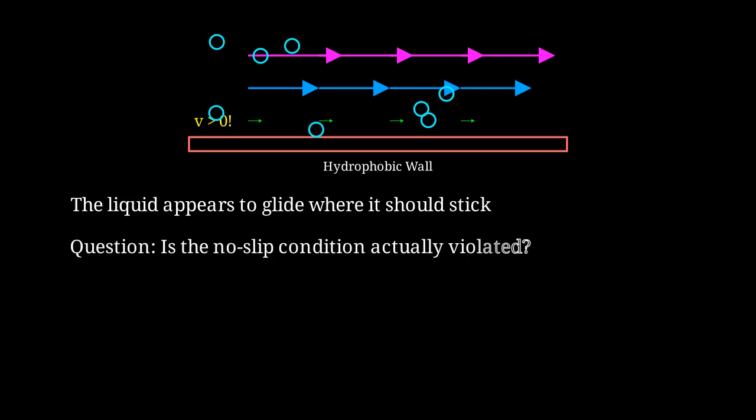So here's a critical question. Is the no-slip boundary condition actually being violated? Is one of the most fundamental principles of fluid mechanics wrong?